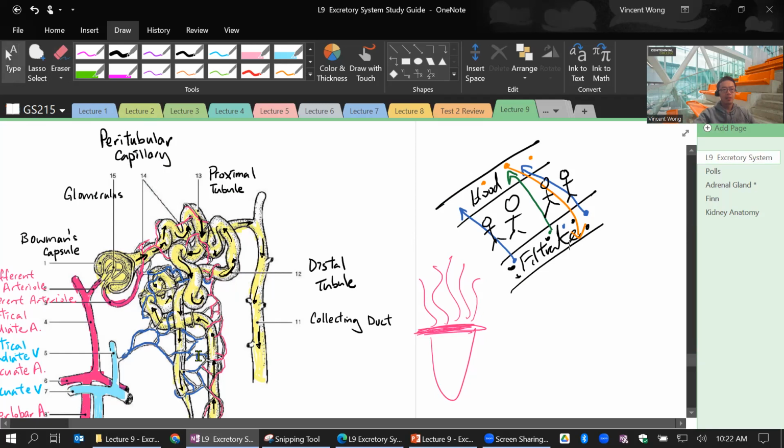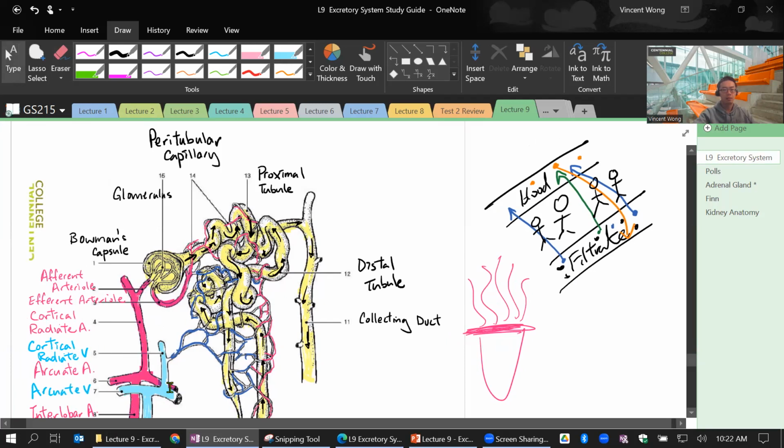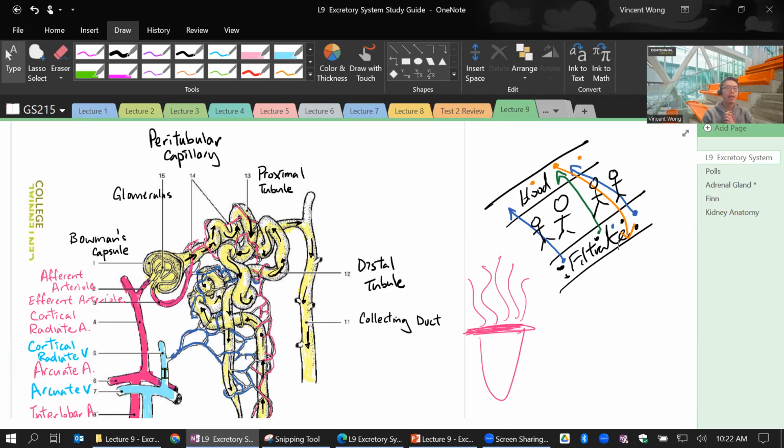So ultimately, the peritubular capillary will merge with the CRV, cortical radial vein, and the rest of the story you know already. That's it for the anatomy. Took like an hour and a half, but that's all the anatomy we're going to learn for the kidney. Any questions before we move on to the physiology, the how it works component?